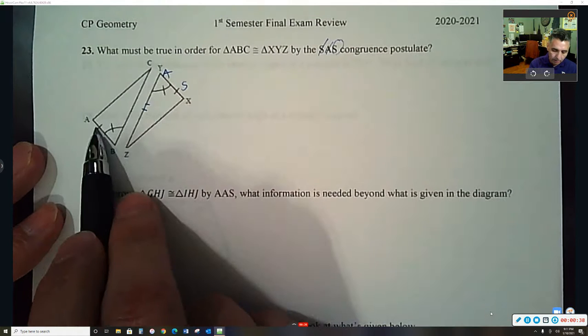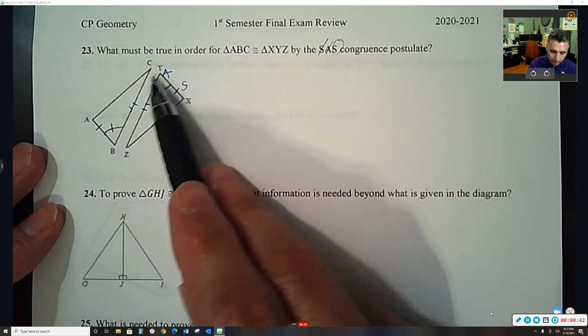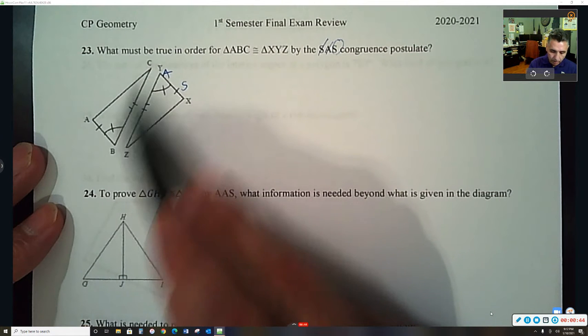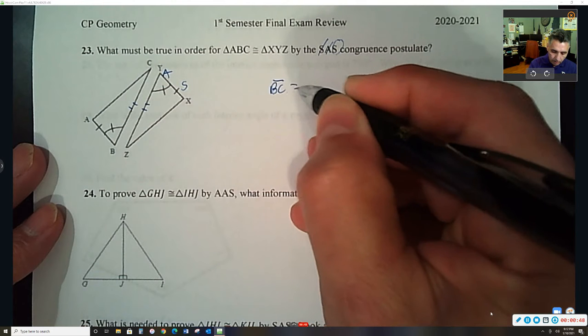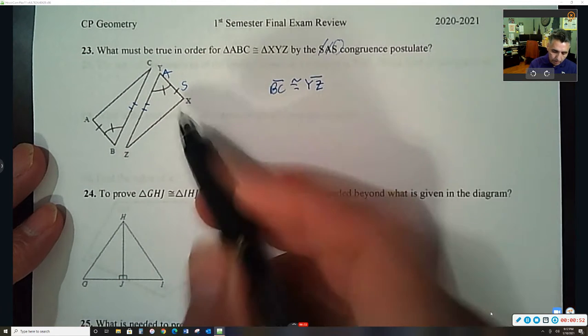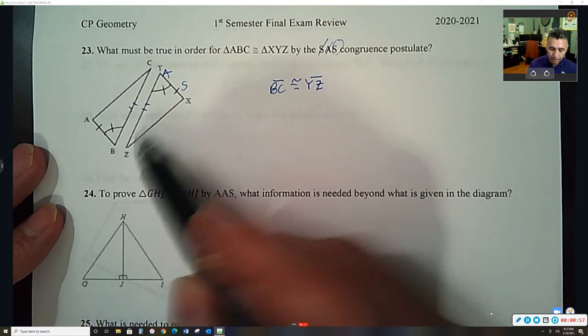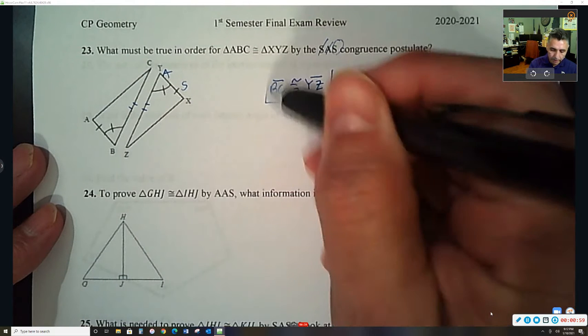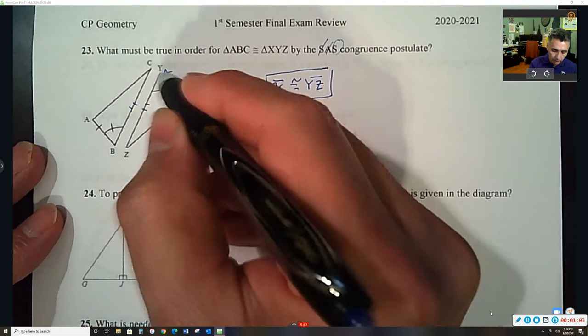Same thing with this: side, angle, side. So what we need is BC. What we need is BC congruent to YZ. See, we needed BC congruent to YZ. That's the other information we needed. And then it would be side, angle, side.